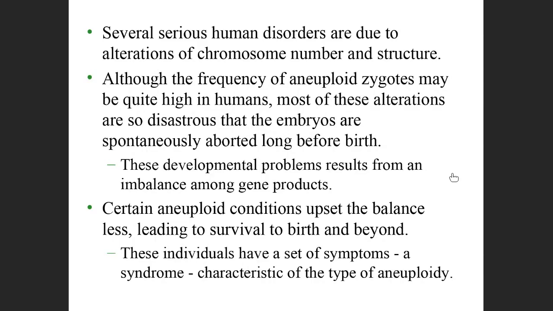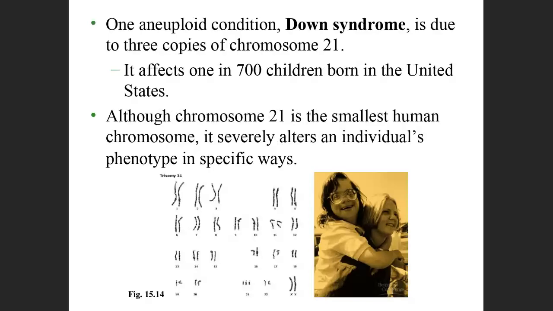There are certain other conditions where you have an extra chromosome and you do survive to be born. You're able to grow up to be an adult. Not a normal adult, but you're able to survive. So the best known example of an aneuploid condition where these individuals have an extra chromosome is Down syndrome. And so Down syndrome, also known as trisomy 21, because they have 3 copies of chromosome 21.